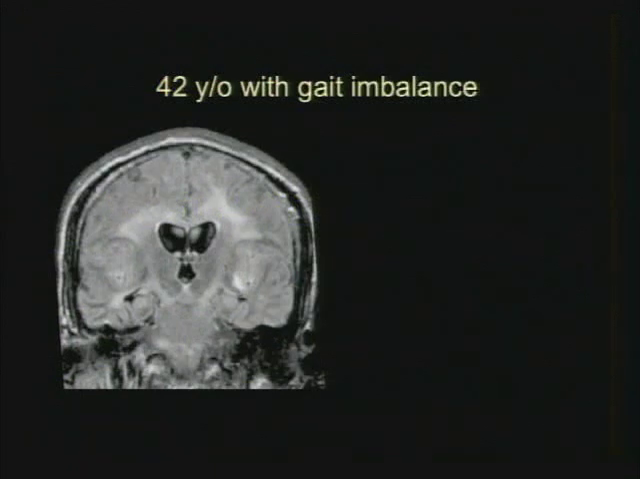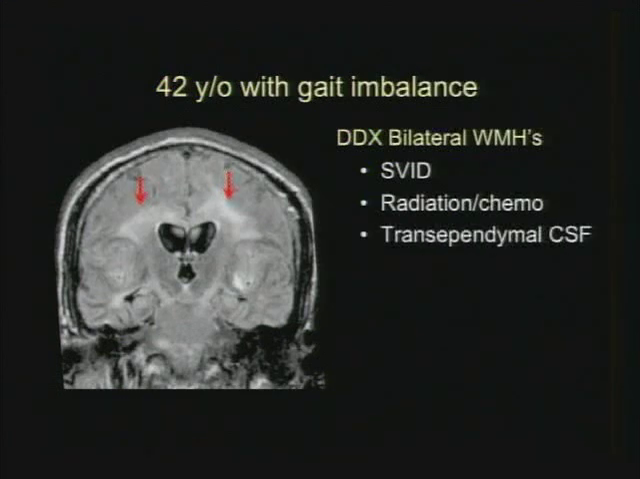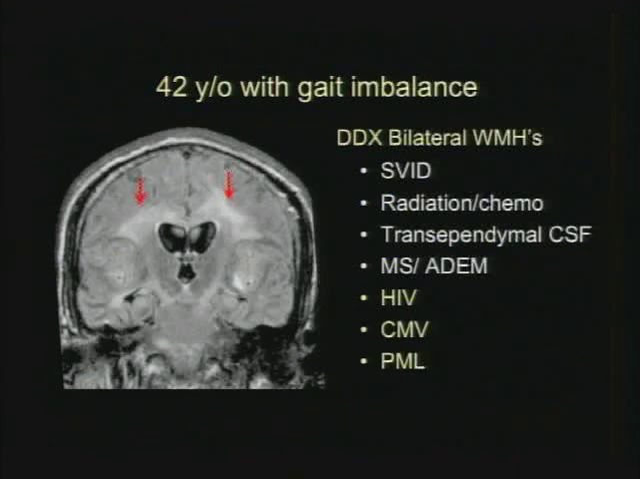So this coronal FLAIR, you see fairly symmetric white matter abnormality in a 42-year-old with gait imbalance. And we're going to pause here and talk about the differential for bilateral white matter abnormalities, which you see every day on a CT scan. So small vessel ischemic disease, normally more patchy, periventricular and subcortical, but can be confluent. Treatment-related changes, transependymal flow of CSF with hydrocephalus, demyelinating, especially end-stage demyelinating disease, HIV, CMV, and PML.